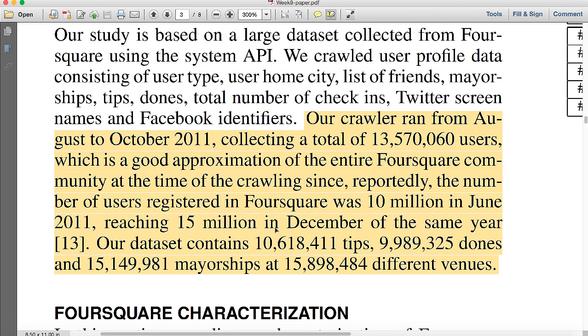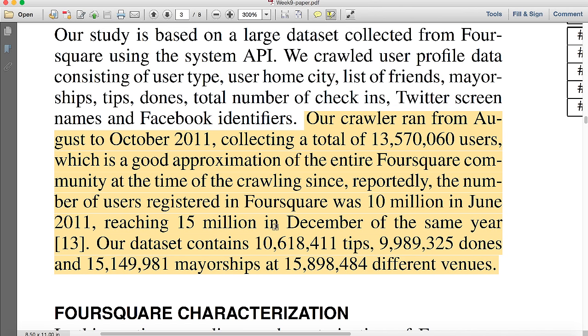What we are interested in, particularly in the questions that we're asking, is mostly the tips, dons, and mayorships, right? Because that's the information that is publicly available. What can you use this information for in terms of actually getting the location of the particular user?